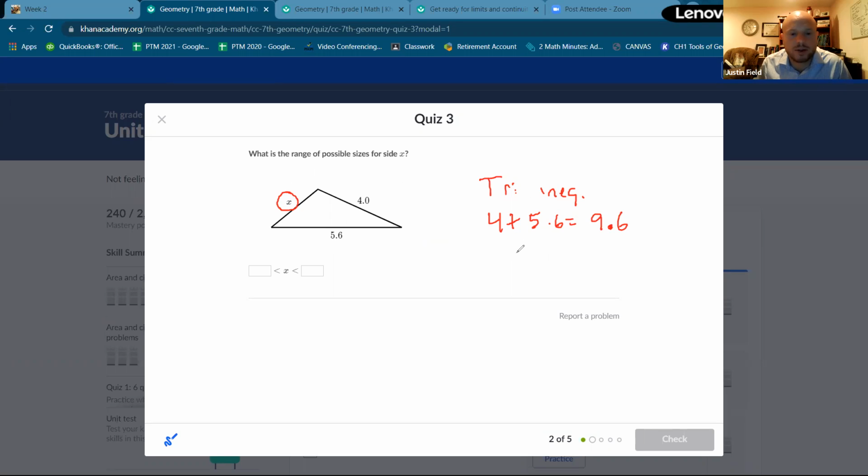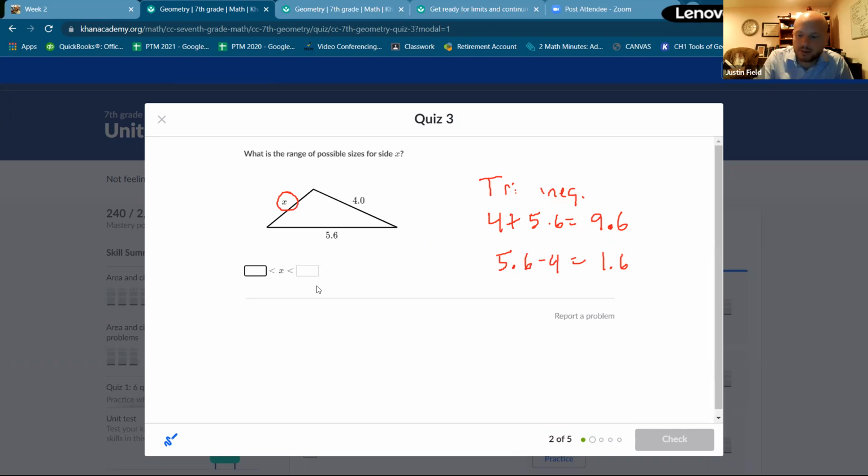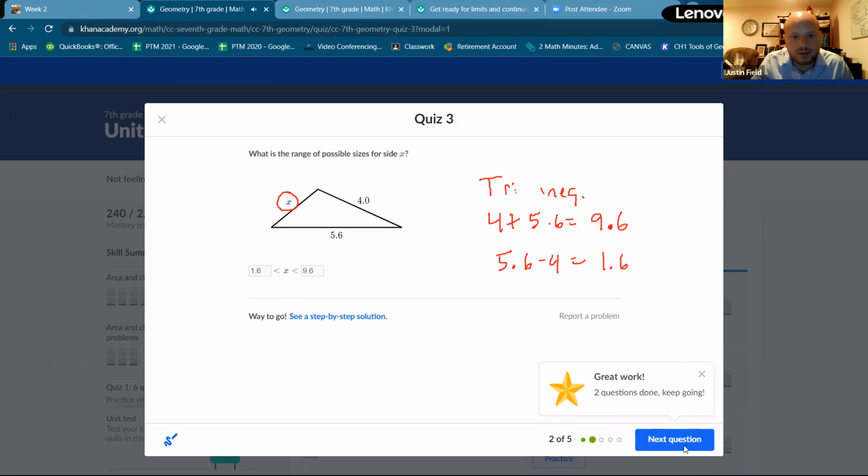And if I subtract them, that gives me the minimum. So that would be 1.6. So this third side, in order for the three segments to make a triangle, it has to be bigger than 1.6, the difference of the two sides, and smaller than the sum of two sides.